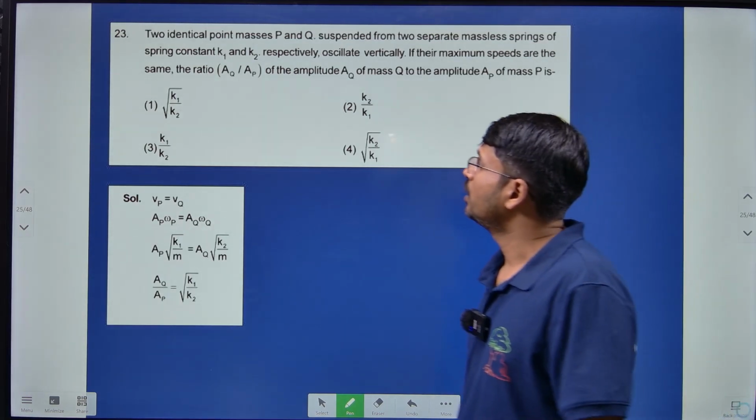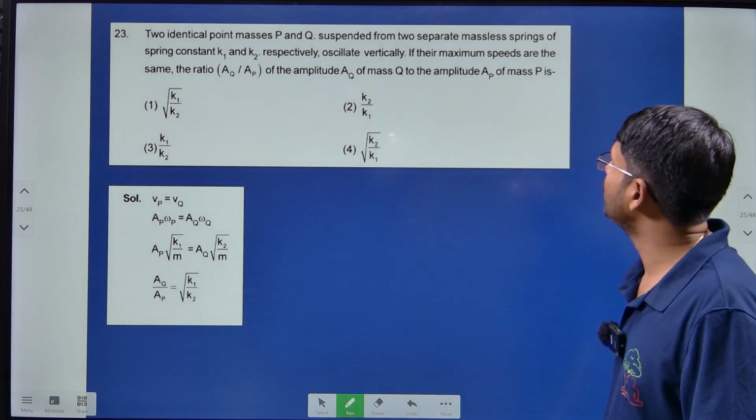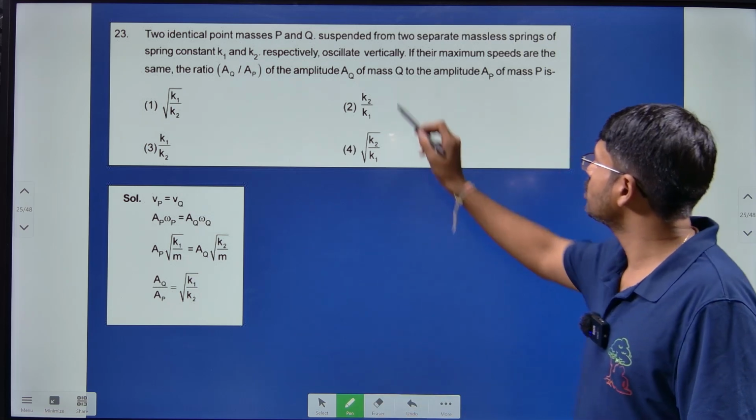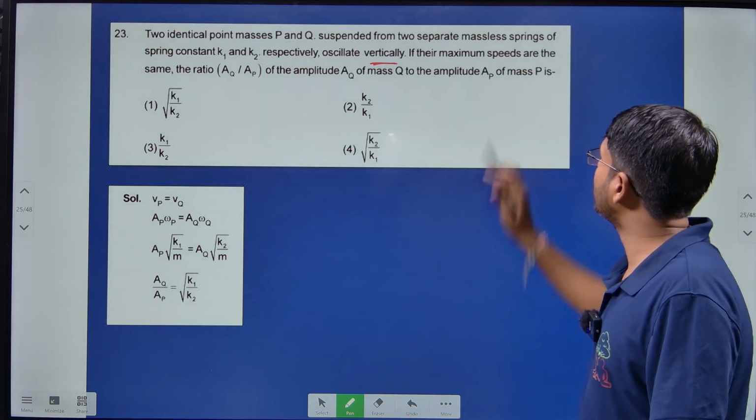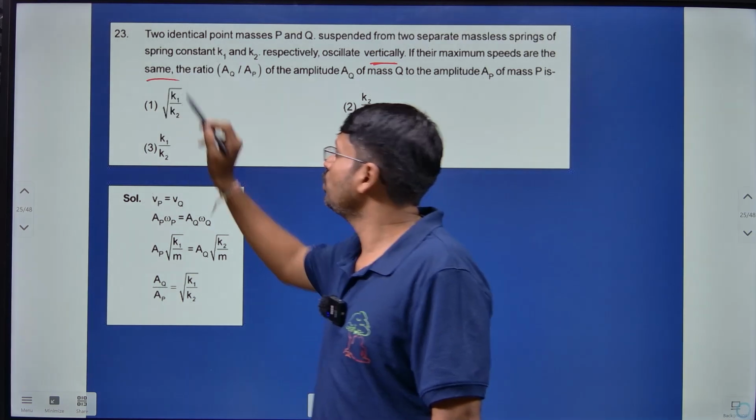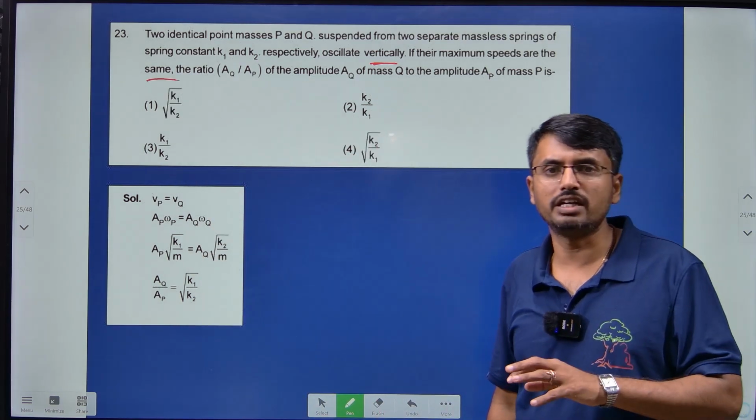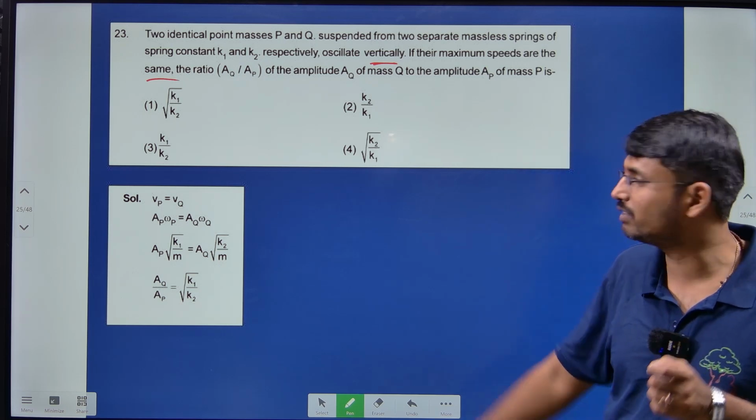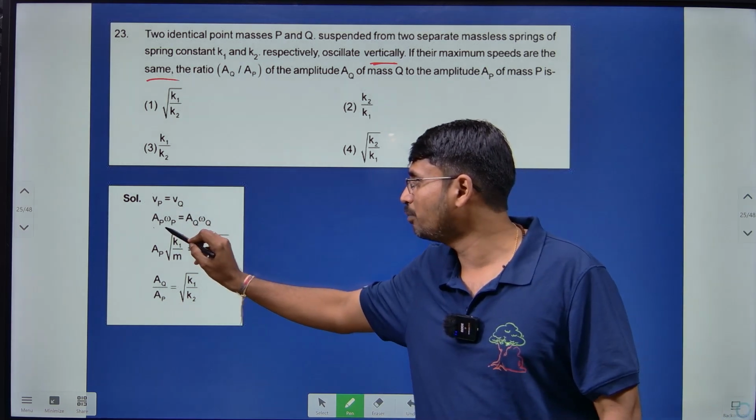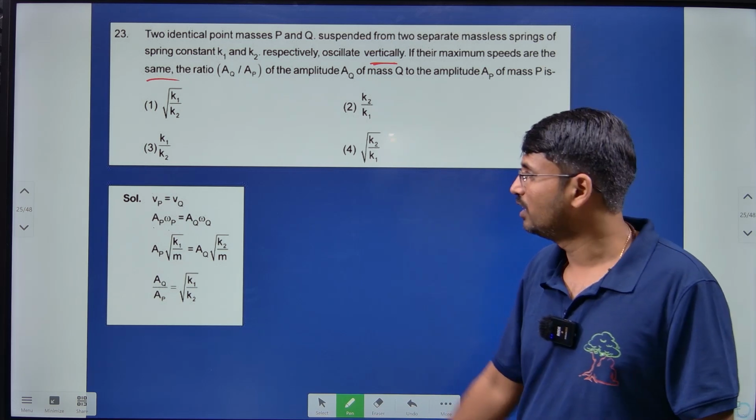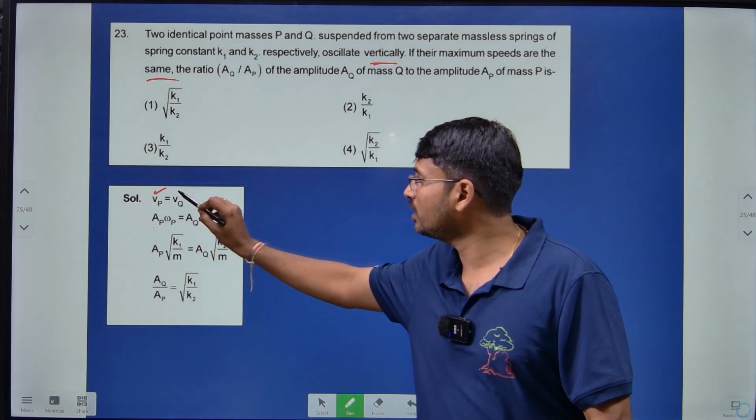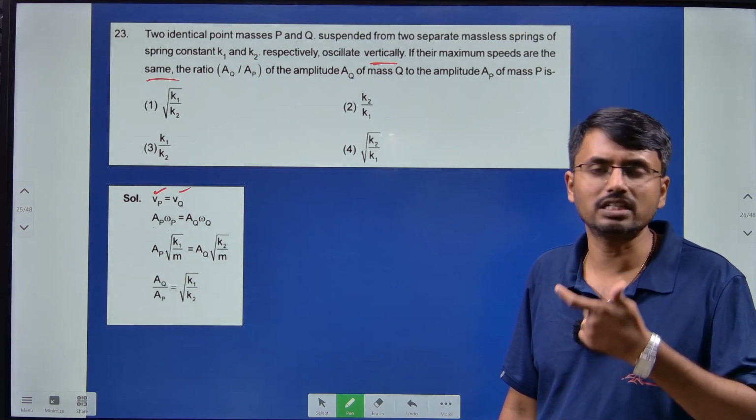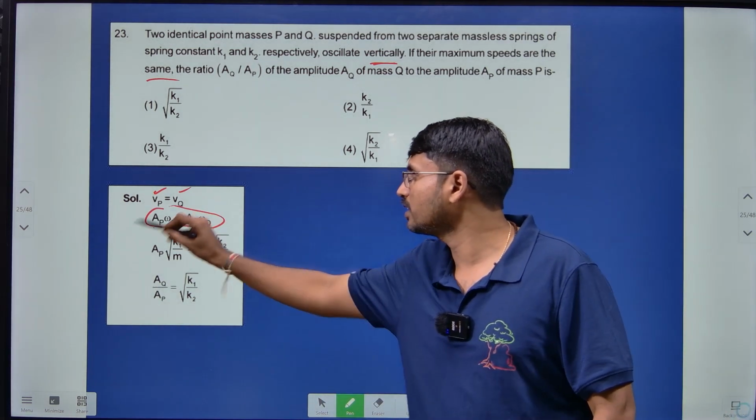Okay, fine. Next. 2 identical point masses P and Q suspended from 2 separate massless springs of spring constant K1 and K2 respectively oscillate vertically. If their maximum speeds are the same. We know whenever a system is under oscillation, we know how to find the equation for the maximum velocity. Maximum velocity is given by amplitude multiplied by the angular velocity. They have given that Vp equals Vq. So maximum velocity is the same.